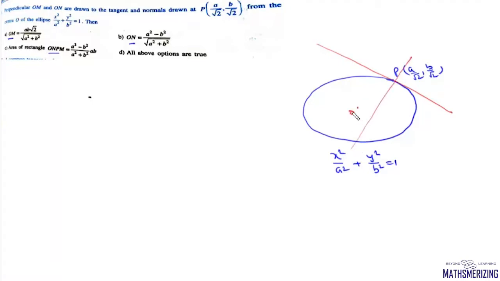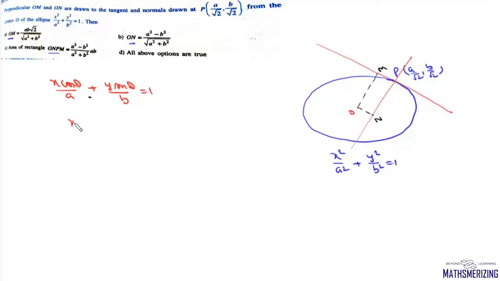Now that's your origin. Now from origin, we have dropped perpendiculars on tangent and normal. Now OM is perpendicular on tangent and ON is perpendicular on normal. First we need to find these distances OM and ON. So we know that equation of tangent in case of an ellipse is x cos theta by a plus y sin theta by b, and it is equal to 1. Now here value of theta is pi by 4.